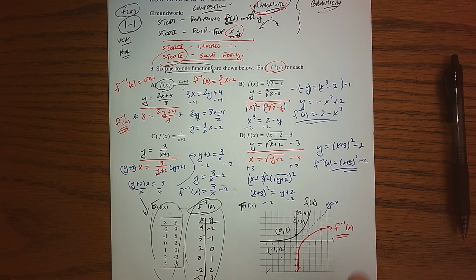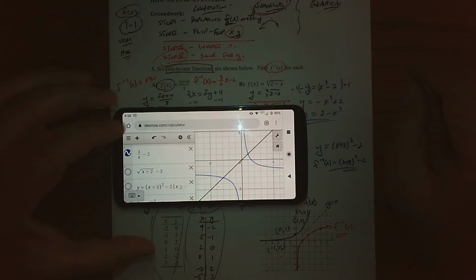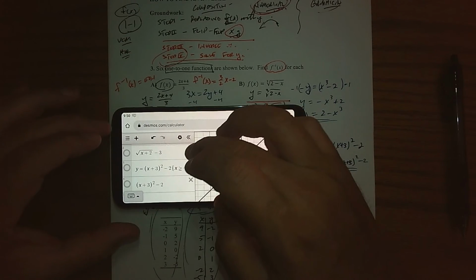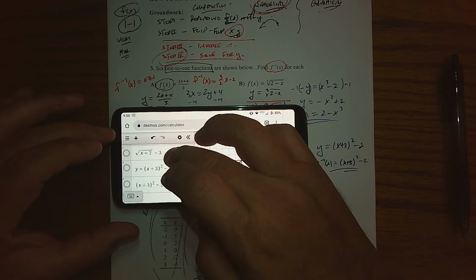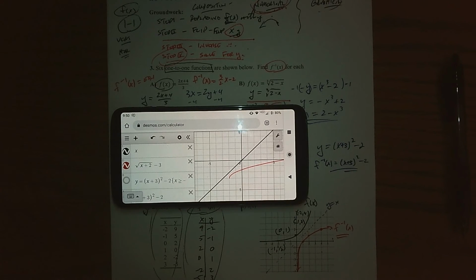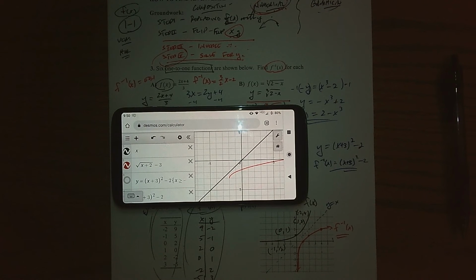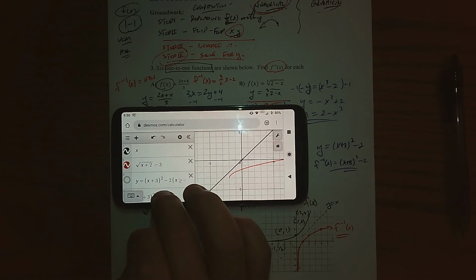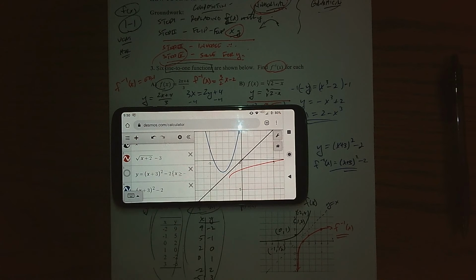And so when we go graph this, let's go check this. All right, so let me turn those ones off that I had earlier. Make sure I got, so there's y equals x. Here's our function, right? So there's the function square root of x plus 2 minus 3, right? And then here is what we found to be the inverse, all right? And visually, graphically, we have somewhat of a problem, right?